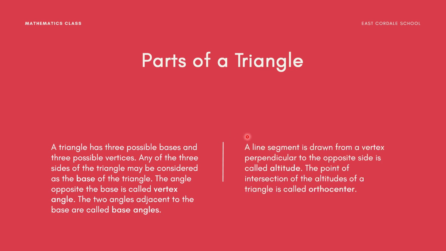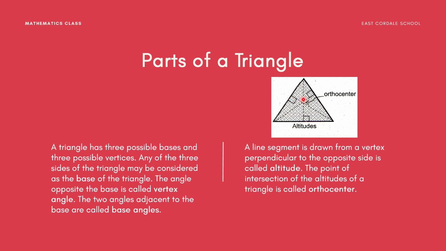And a line segment that is drawn from a vertex perpendicular to the opposite side is called an altitude. Altitude can also be called the height of the triangle. The point of intersection of the altitudes of a triangle is called the orthocenter. Later on, we will be dealing with centers of triangles.